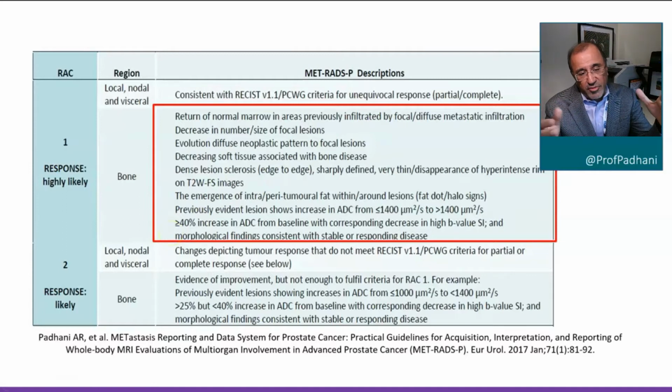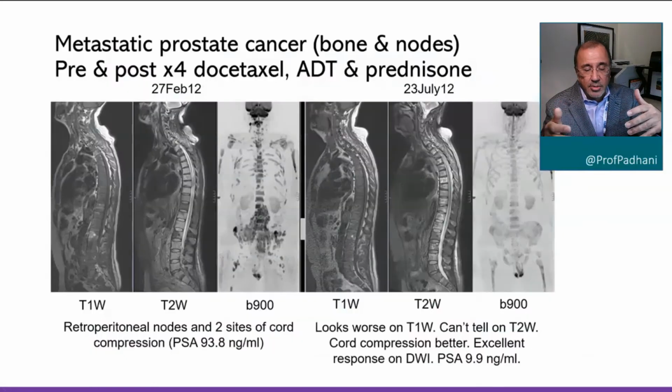So here's an example of a man who's receiving docetaxel chemotherapy for metastatic hormone-sensitive prostate cancer. If you look at the T1 and the T2, it's very difficult to say whether this patient is responding. But on the diffusion imaging, he is clearly responding, evidenced by a reduction in the signal intensity in this particular instance of the diffusion sequences.